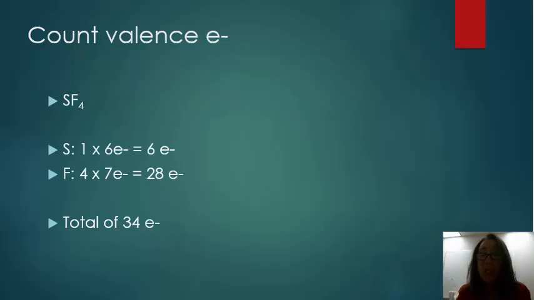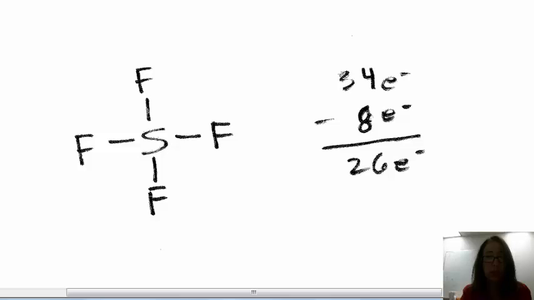So hopefully, the first thing you did was count your valence electrons. 1 sulfur contributes 6 electrons, and 4 fluorines contribute 28 electrons, for a total of 34 electrons. Okay, so after we count our valence electrons and know that we have 34 to work with, the next thing I'm going to do is arrange the outer atoms around my central atom, and draw a bond between my central atom and each of my outer atoms. And since there are 4 fluorines, that means I draw 4 bonds, which uses 8 electrons, since every bond uses 2 electrons. So after I draw my bonds, I have 26 electrons left.